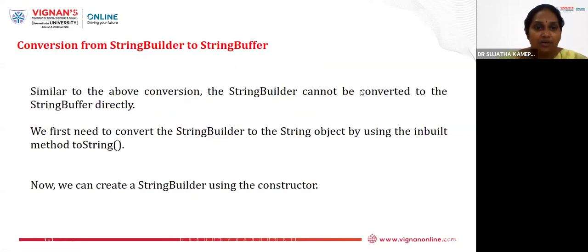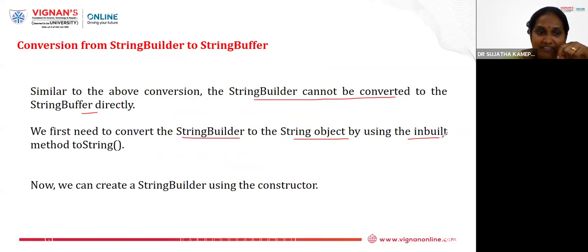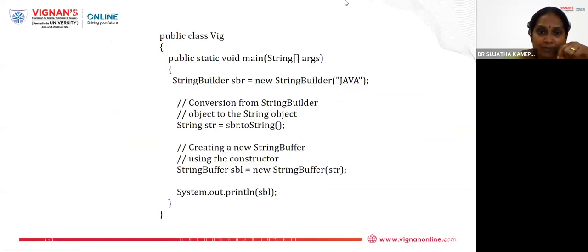Next, conversion of string builder to string buffer. In the same way, the reverse is also not possible directly. The string builder cannot be converted directly to the string buffer. First, we need to convert the string builder to a string object. Then we need to use the new constructor for creating the buffer class.